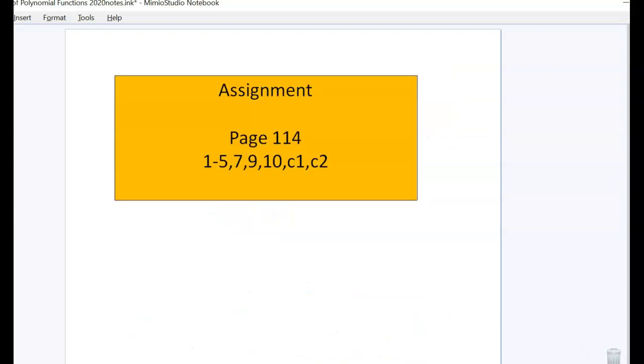All right, so that is the end of section 3.1, characteristics of polynomials. There's a short assignment for you, plus there were a couple questions back in the slideshow that I said I could leave you to do. So you could try those as well. And if you have any questions, you can ask me in class.